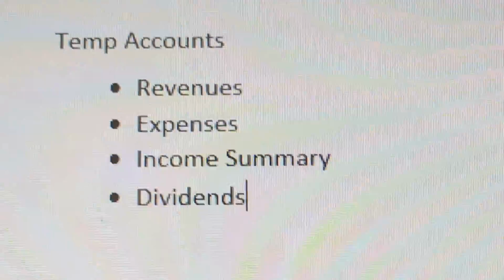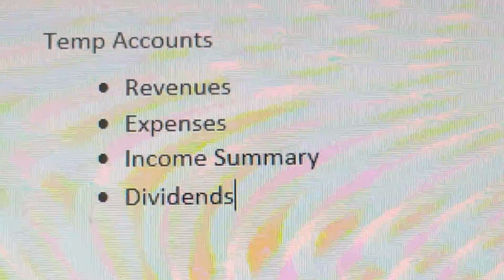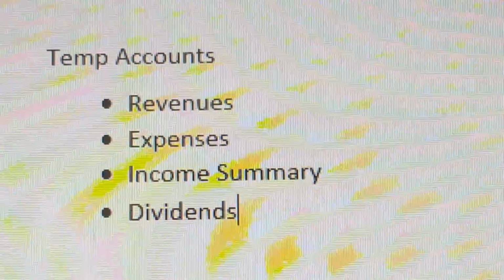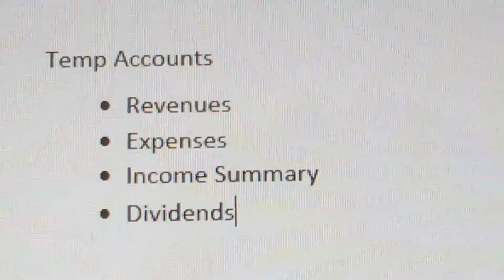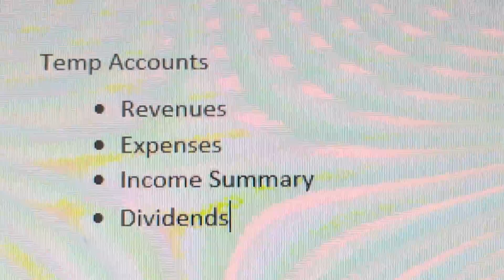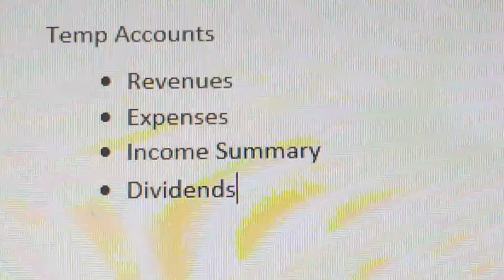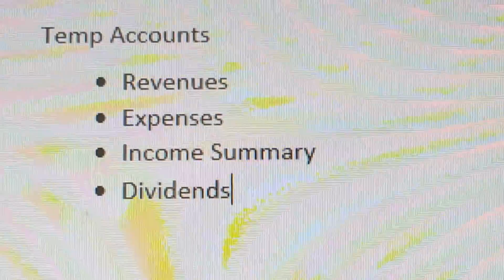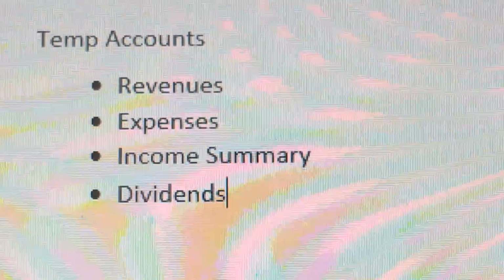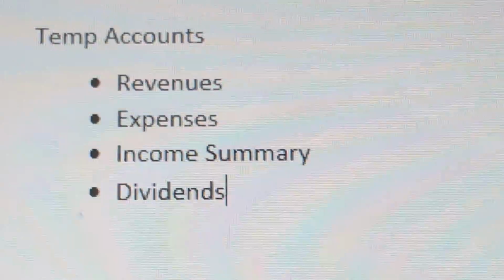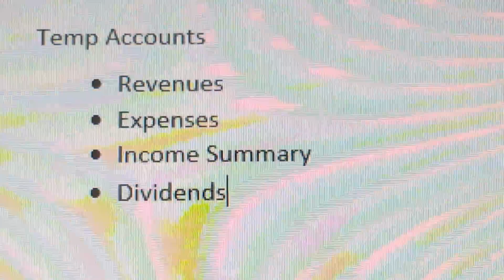So again, let's recap income summary. It's an equity account. It has a normal zero balance. It's only used in the first 3 closing entries, and it is not reported on any financial statement. At the end of the first 3 closing entries, it should have a zero balance. It starts off with the zero balance. It ends with the zero balance. Therefore, it's not reported on any financial statements.